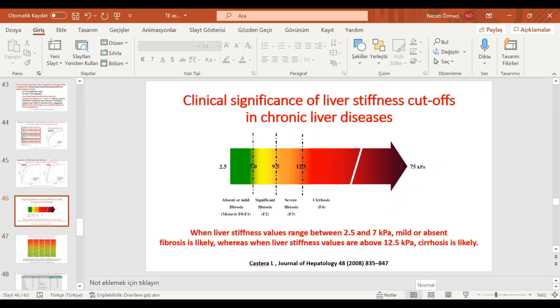So, the clinical significance of liver stiffness cutoffs in chronic liver disease. This slide was shown by Dr. Abbas. If you see these slides, for absent or mild fibrosis, the cutoff level is 2.5 to 7. If there is significant fibrosis, the cutoff level is 7 to 9.5. For severe fibrosis, 9.5 to 12.5. But for cirrhosis, the cutoff value is higher than 12.5, up to almost 75 kilopascals.